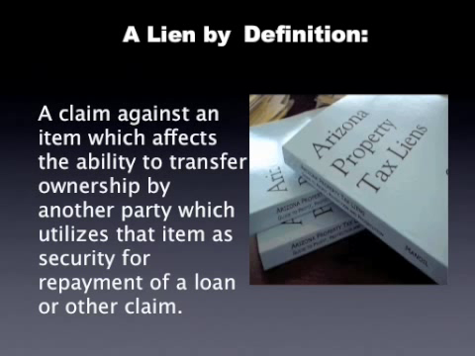A lien, by definition, is a claim against an item which affects the ability to transfer ownership by another party, which utilizes that item for security for repayment of a loan or other claim. The easiest way to understand a lien is to look at liens we see about us every day, things like a mortgage or an automobile loan.